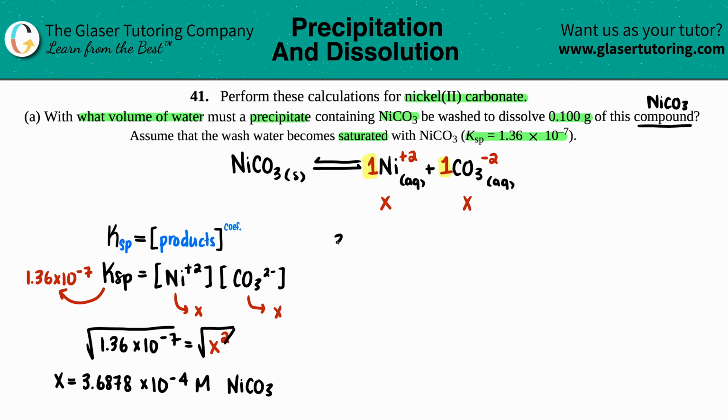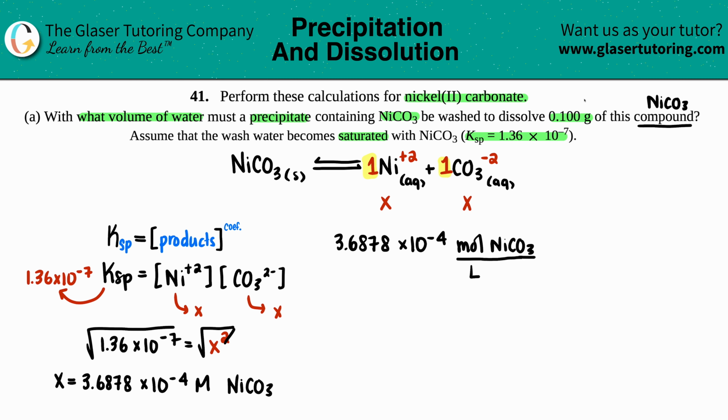So we have basically 3.6878 times 10 to the negative fourth molarity, but I can say that that's mole per liter, right? That's the same thing as molarity. And if I just extend this, that's of the NiCO3.